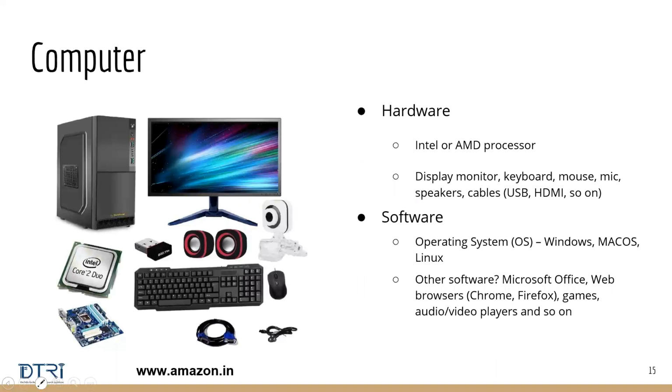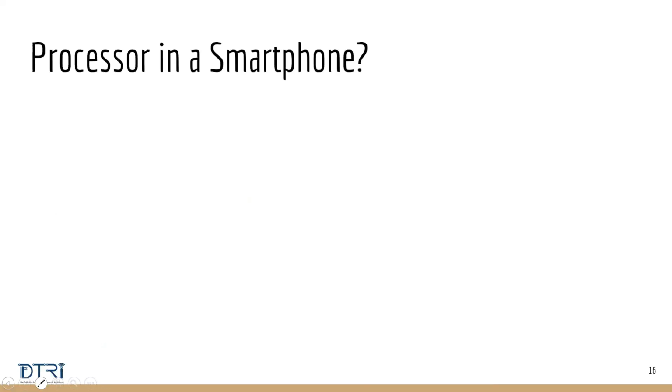So now, let's say I go to a smartphone. So what are the processors that you can think of? So let's start with the hardware. So what are the processors that you can think of which are used in a smartphone? So I told about Intel and AMD for a desktop. So what is the equivalent in a smartphone? Qualcomm, Snapdragon, MediaTek, Helio processor. Okay.